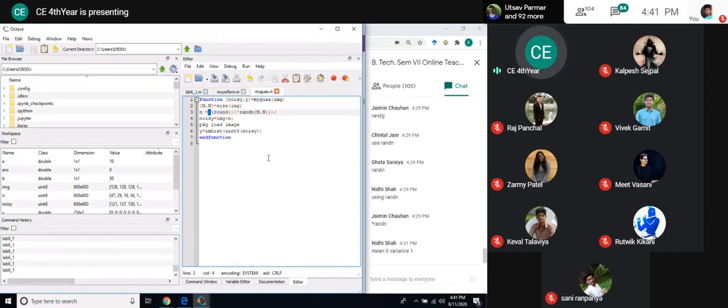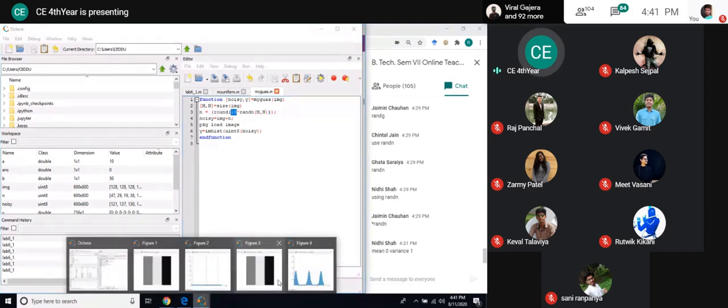So now can anyone tell me what this 10 defines? Suppose it is 20, what will be the change in the curve? Suppose I change this to 20. Okay, we will come to this point, but let us learn this first.